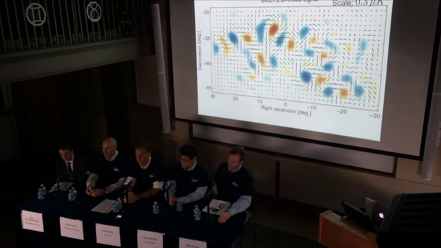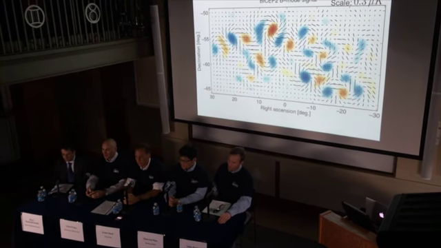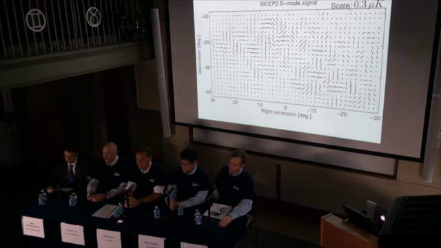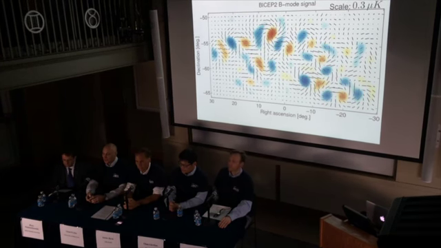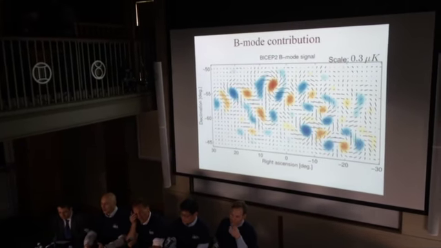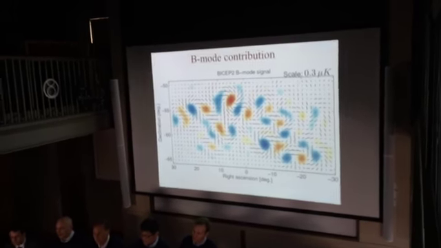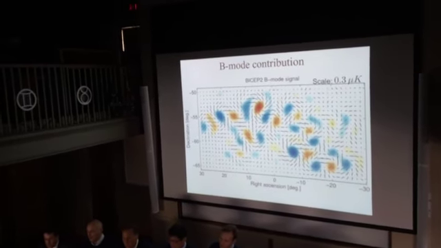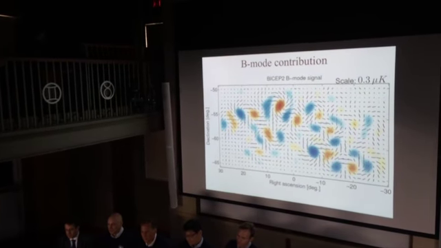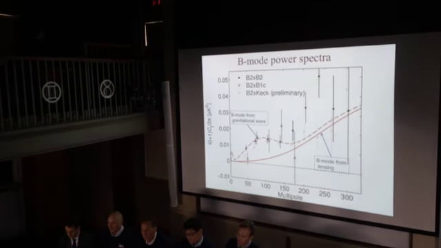There's one final slide here where we add color to it. The color is really the B mode itself. And you can see that if you look at the vector pattern around, for instance, a hot spot, a red spot, we have an anti-clockwise circulation pattern, and around a cold spot, a blue spot, we have a clockwise circulation pattern. So that's exactly the pattern that we're looking for.